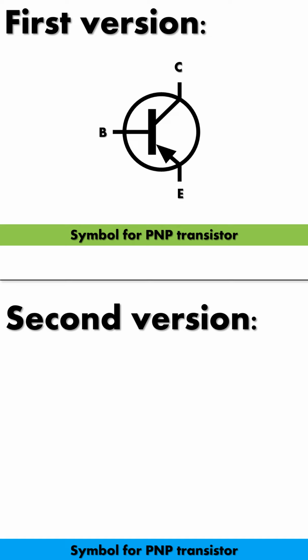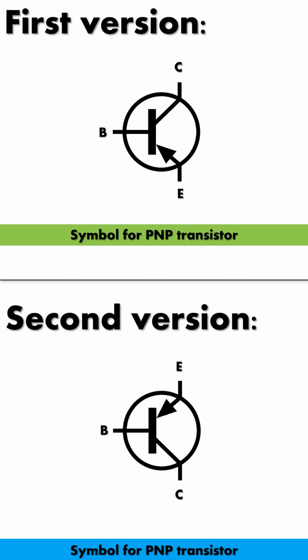However, there is another way of displaying the symbol for a PNP transistor. In the second version, the emitter is positioned at the top, the base is again in the middle, and now the collector is at the bottom, with the arrow, again, pointing into the emitter terminal. There is no set rule.